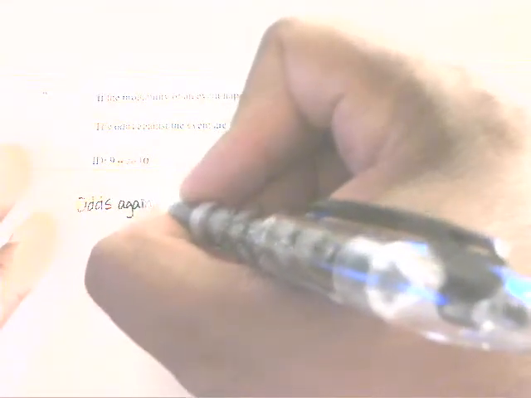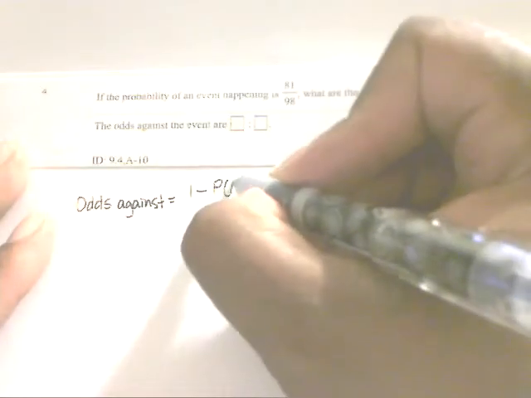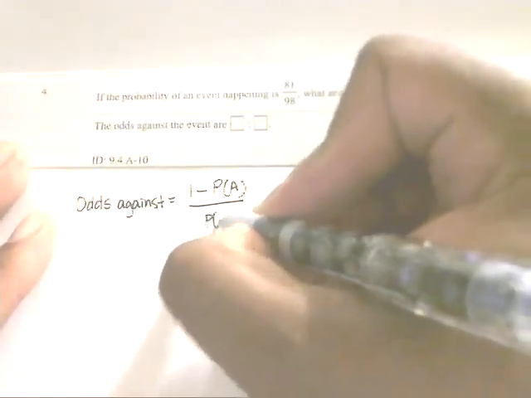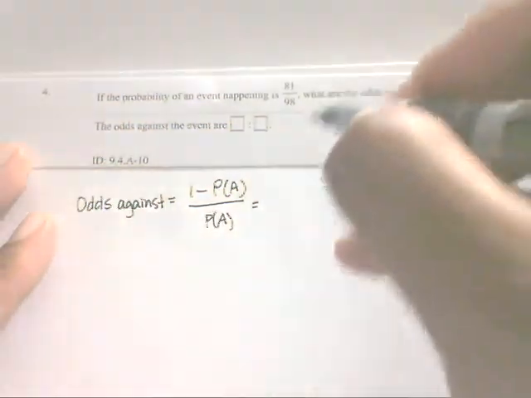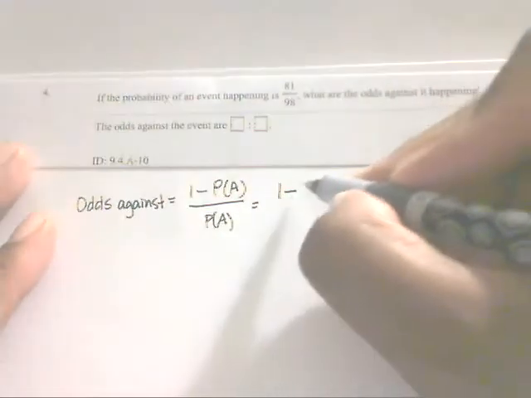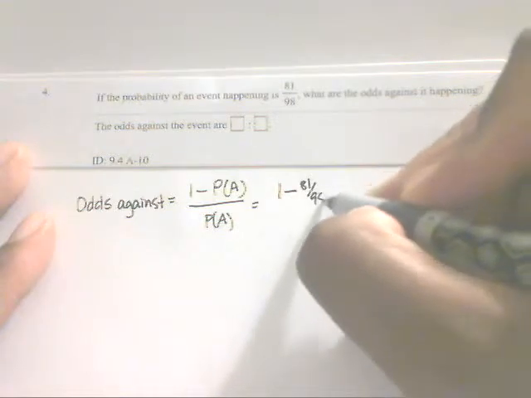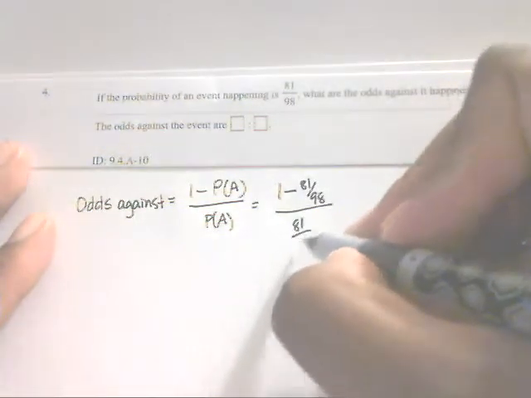Okay. So again, we're looking for the odds against. And we're going to be using that same formula that we used in the last problem. So odds against is always going to be 1 minus the probability of event A divided by the probability of event A. So the numerator will be 1 minus 81 over 98, divided by 81 over 98.